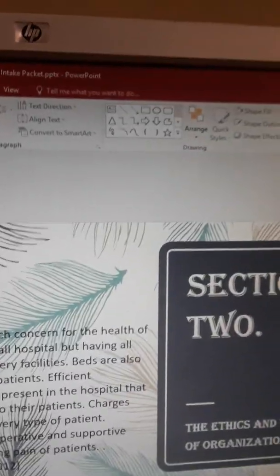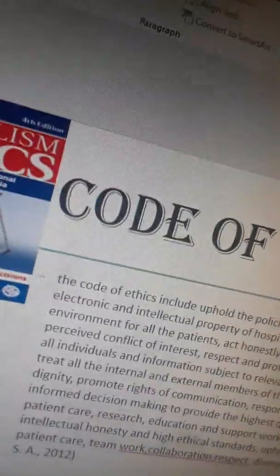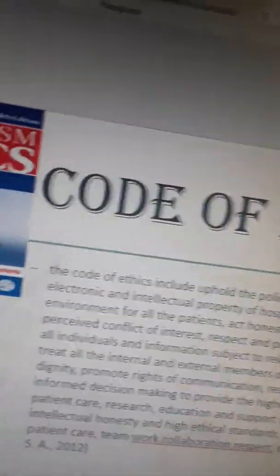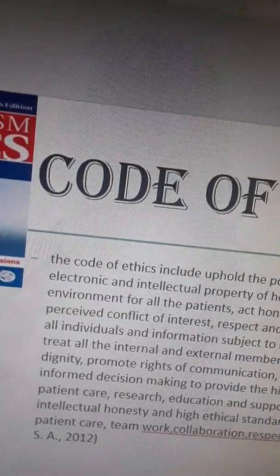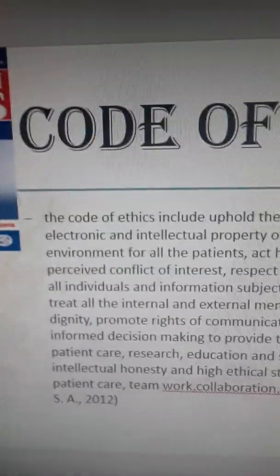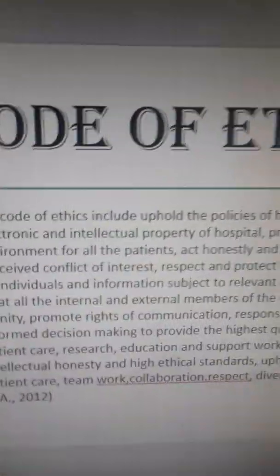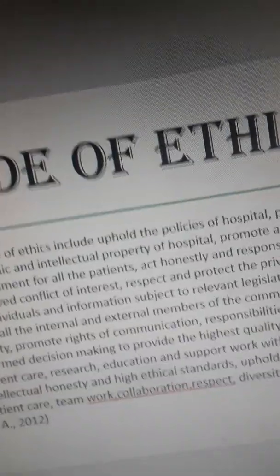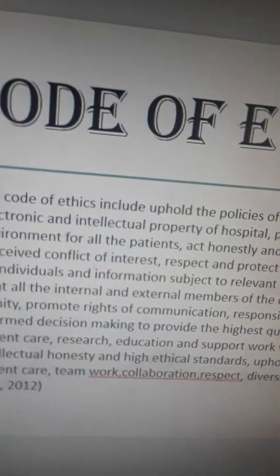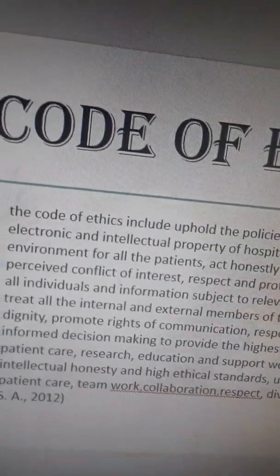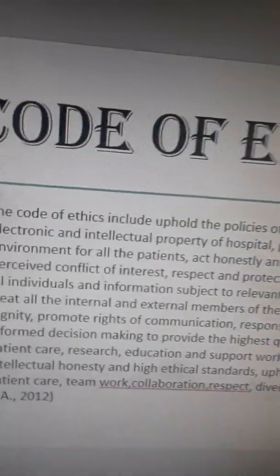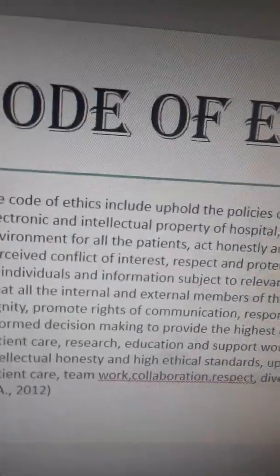The first slide of my second section is the code of ethics. The code of ethics includes upholding the policy of the hospital. This code of ethics protects the hospital, the physician, and the patients too. Altogether, the code of ethics is meant to protect the patients, the clients, and the doctor's information.